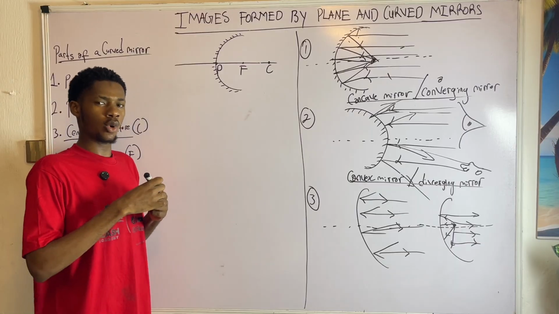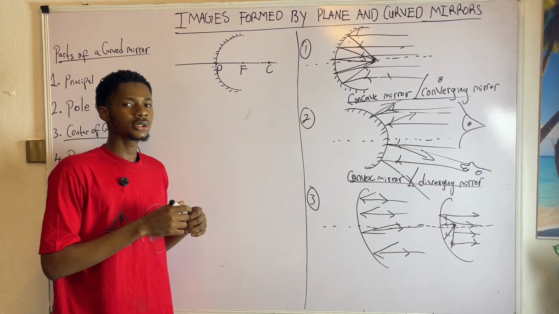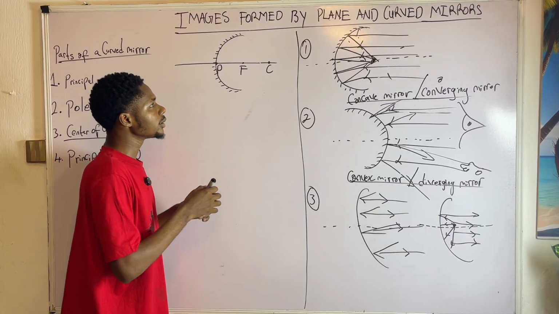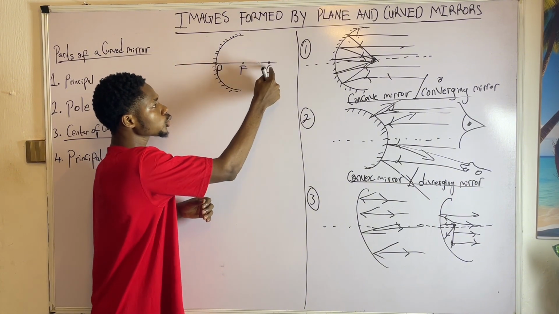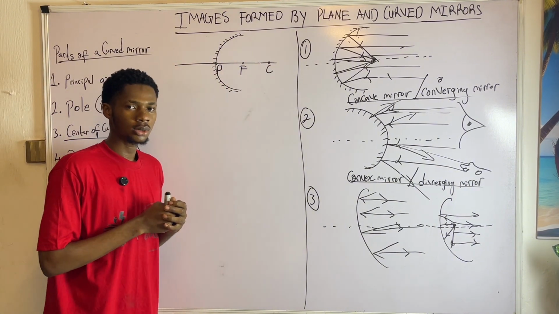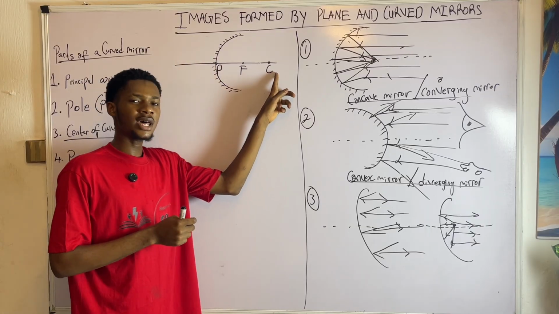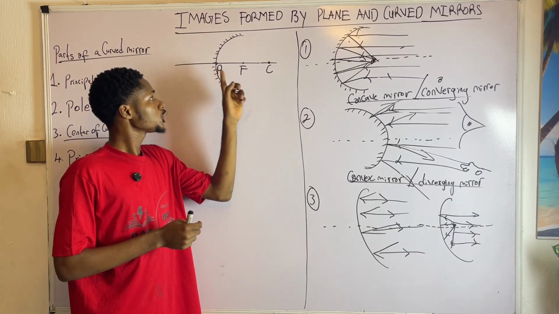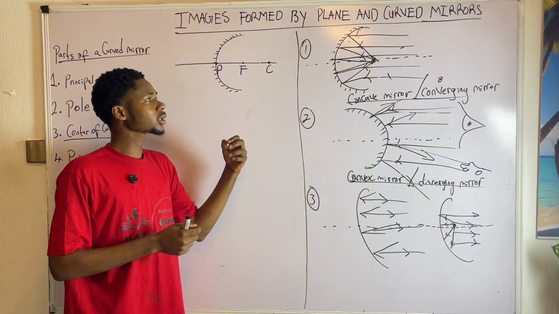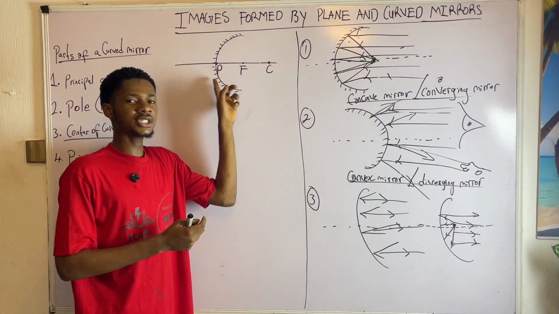Now the principal focus is actually from this pole to this C divided by 2. So from the pole to this point, divided by 2. So the principal focus is actually half of PC.